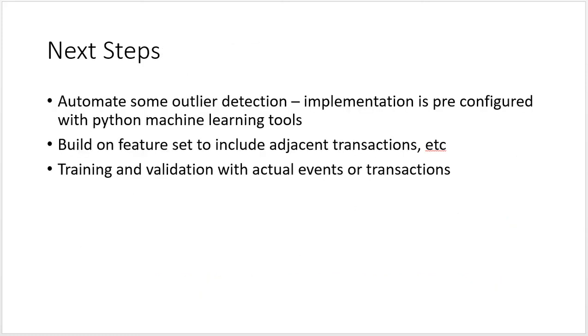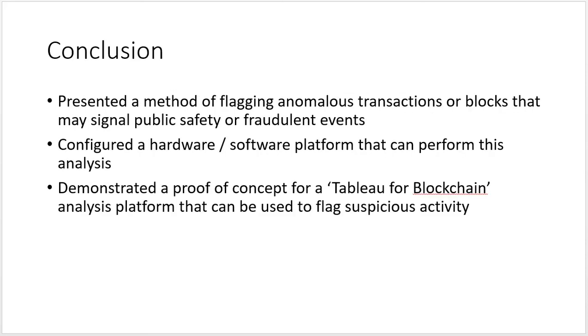So the next steps with this: there's a lot of automation that can take place now that we've got some feature extraction. We can automatically detect outliers. A big thing is we wanted to start with some of the most basic features. We can go on to a more complicated set of features, for example, links between transactions or something a little more detailed. And then actually compare some of what comes out of this with things that we know were public safety events or something like that.